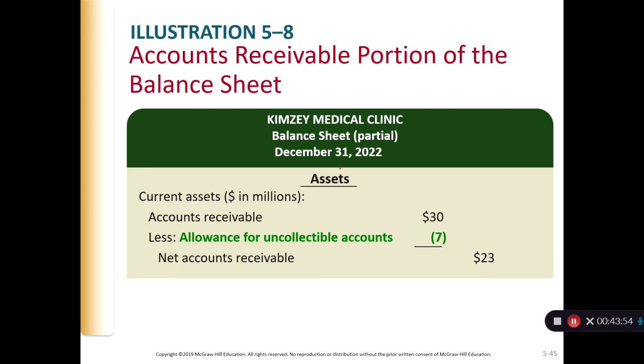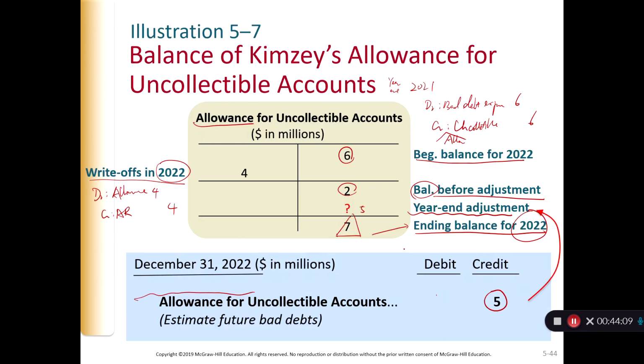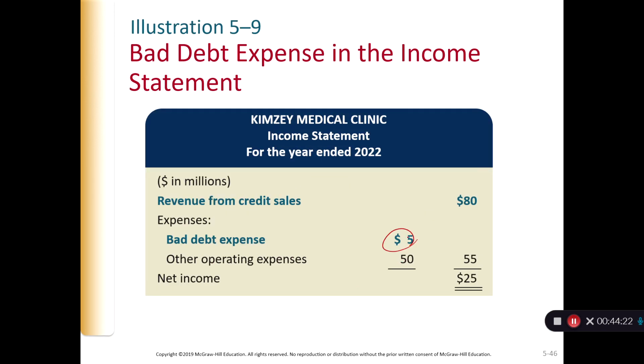In other words, on the balance sheet of 2022, regardless of what happened during the year, the ending balance of the allowance account should be 7 million on the credit side. And then for the bad debt expense, we work backwards and find we need to record 5 million. Hence this 5 million is hitting the income statement in year 2.